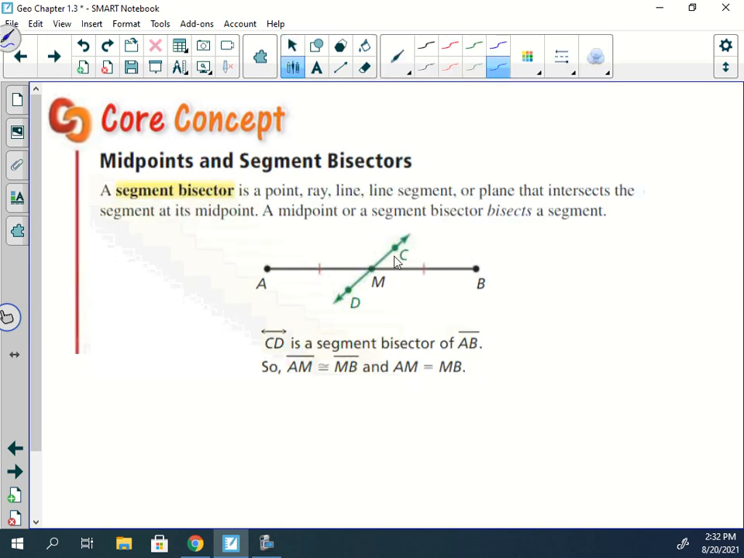Now, a segment bisector is a point, line, ray, line segment, or plane that intersects the segment at its midpoint. It's a line, segment, point, or ray that cuts the line in half. It bisects it. Bisect means to cut in half. It's a bisector. We'll also talk about angle bisectors eventually. A line or ray or line segment that cuts an angle in half. It bisects it. And it's going to bisect it at the midpoint because it cuts it in half into two equal parts.